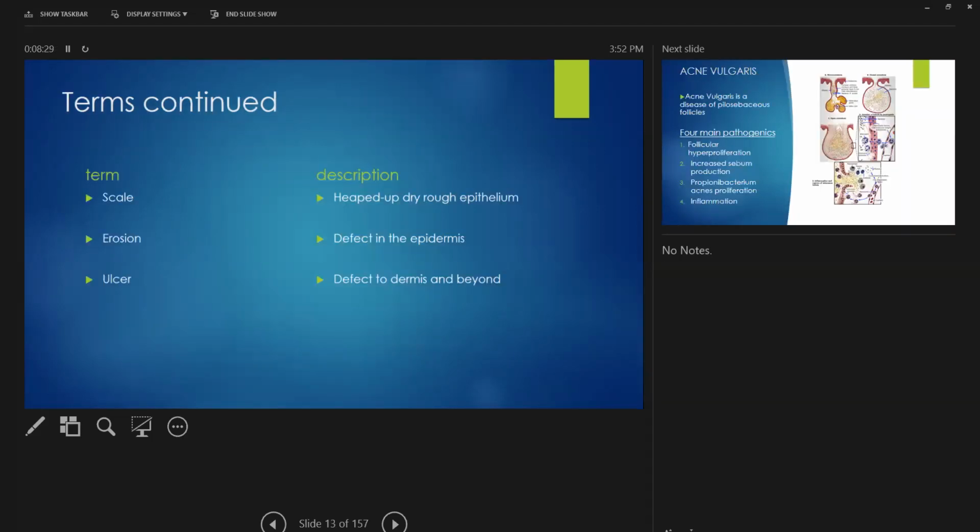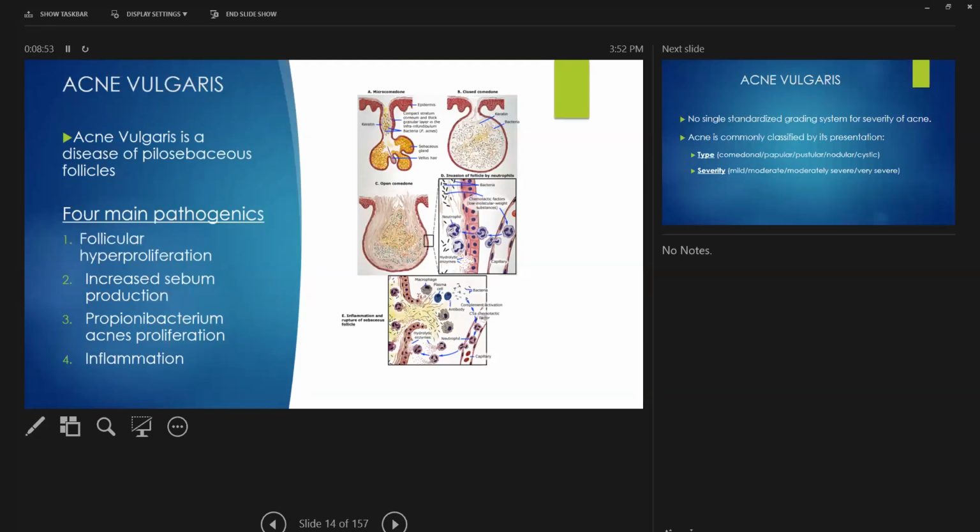Some terms continued. There's also the term scale, which is a heaped up, dry, rough epithelial patch, as well as erosion, which indicates that there's a deficit to the epidermis, and then an ulcer means that there is a deficit to the dermis and beyond. Lots of new terms in dermatology that makes dermatology difficult. It's kind of like learning another language.